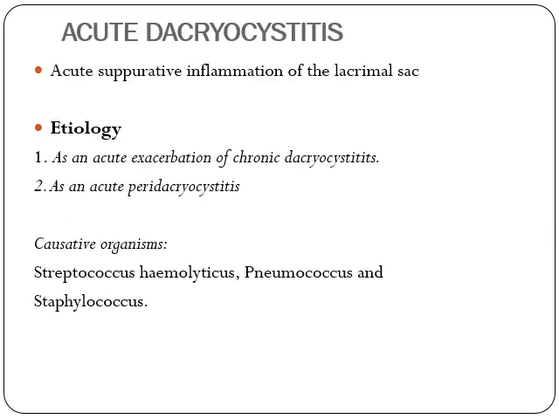Next is acute dacryocystitis. It is an acute suppurative inflammation of the lacrimal sac, and there is a painful swelling in the region of the sac. It can be due to an acute exacerbation of chronic dacryocystitis, or due to acute peridacryocystitis from direct involvement of neighboring infected structures such as paranasal sinuses, surrounding bones, dental abscess, or carious teeth in the upper jaw. The causative organisms include Streptococcus hemolyticus, Pneumococcus, and Staphylococcus.